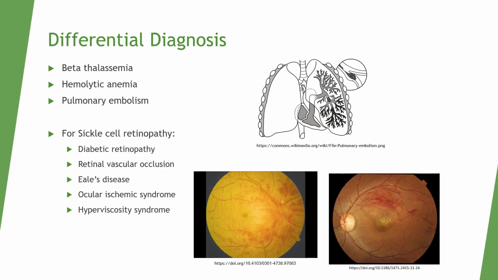Beta thalassemia, hemolytic anemia, or pulmonary embolism within the lungs can be alternative diagnoses. For sickle cell retinopathy itself, and with slight or non-apparent symptoms of other sickle cell disease symptoms, the differential diagnosis can be diabetic retinopathy, Eales disease, simple vascular occlusion within the retina, ocular ischemic syndrome, and hyperviscosity syndromes, like polycythemia vera and Waldenstrom's macroglobulinemia.